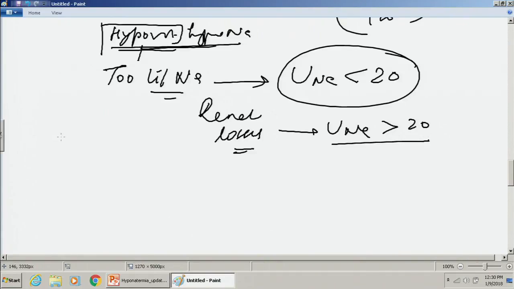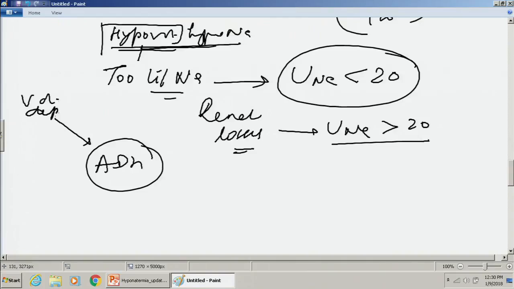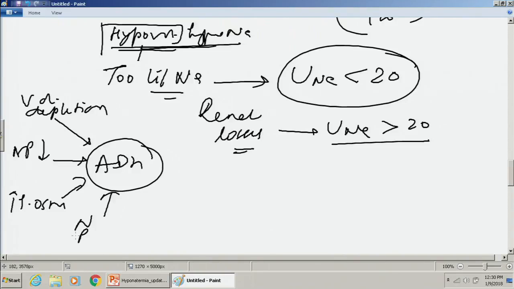The second thing is the world of ADH, okay? We say that it gets stimulated, one, if you have volume depletion. Two, if you have low blood pressure, which goes hand in hand with volume depletion. Three, if your serum osmolarity is high. And four, some physiological stimuli, such as someone has nausea or pain.